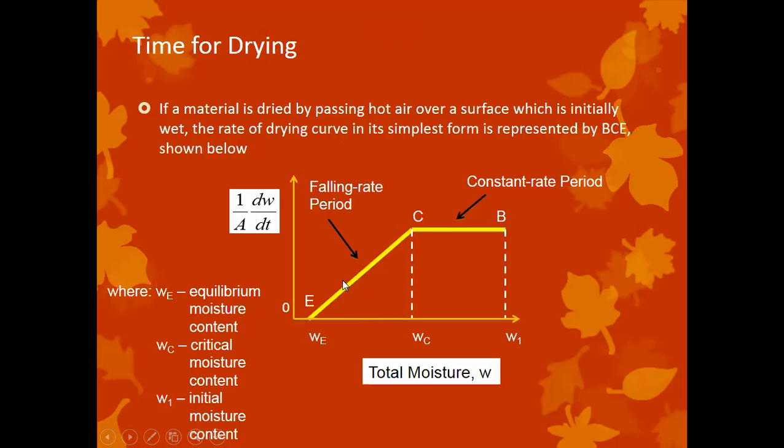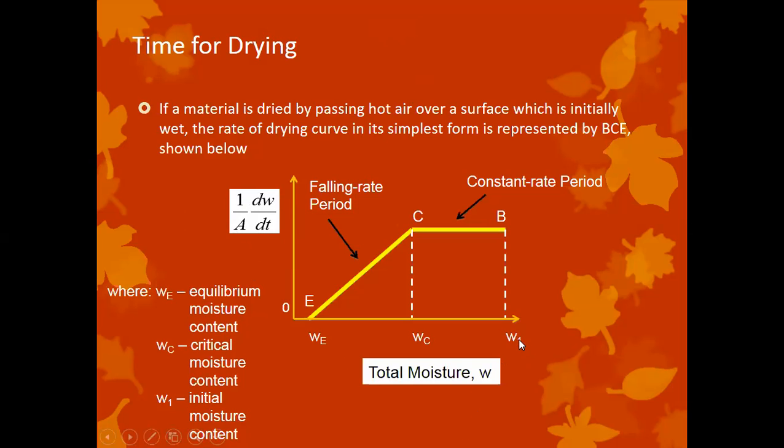To simplify things, we will just account for the time based on this linear relationship. So one is this and the other one is this. The falling rate period is this line, whereas the constant rate period is a horizontal line. The relationship that was plotted here, class, is the rate at which the moisture content of the material is changing. So that's your dW/dt divided by the cross-sectional area that is exposed during the drying period.